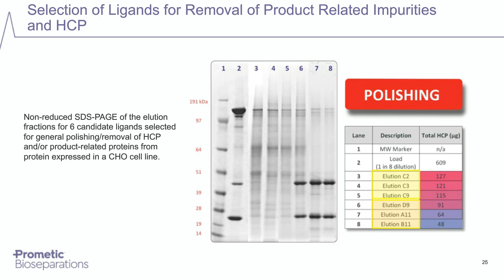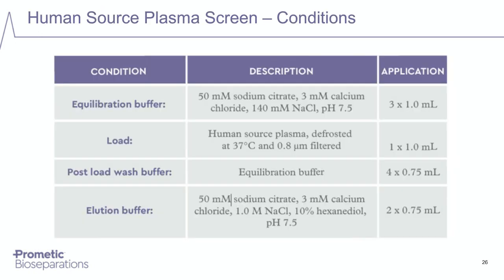I'd like to move on now to some other examples. We're using human plasma now. This is partly because Prometic does a lot of work with human plasma, and also because it's a very complex feedstock. There are tens of thousands of different proteins in human plasma, and it's a very good source of proteins, and you can really see the differences in selectivity that the ligands have, and how we can use these ligands to pull out and remove different proteins from plasma.